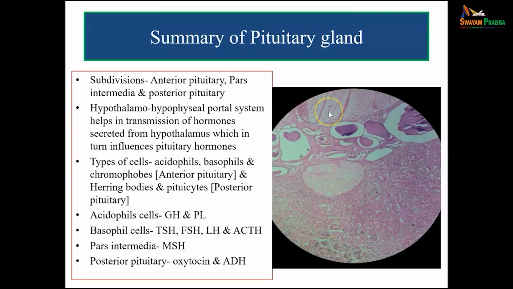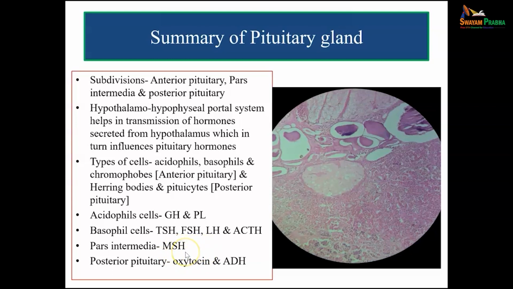In the posterior pituitary, there is the presence of pituicytes, the supporting cells, and Herring bodies, which are storage cells for the hormones. The acidophil cells, which stain with acid dyes, produce growth hormone and prolactin. The basophil cells, which stain with basic dyes, produce thyroid stimulating hormone, follicle stimulating hormone, luteinizing hormone and adrenocorticotropic hormone. Whereas in the pars intermedia, there is a group of cells which produce melanocyte stimulating hormone, which influences the pigmentation of the skin.